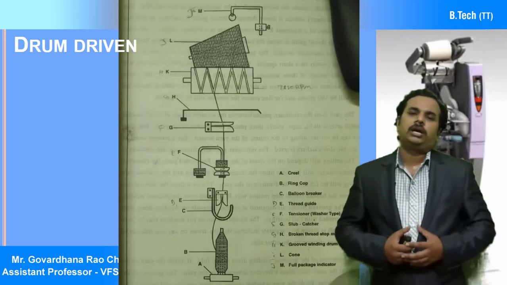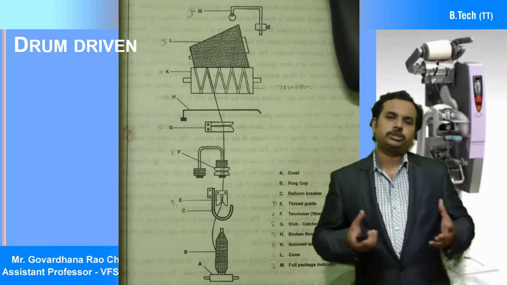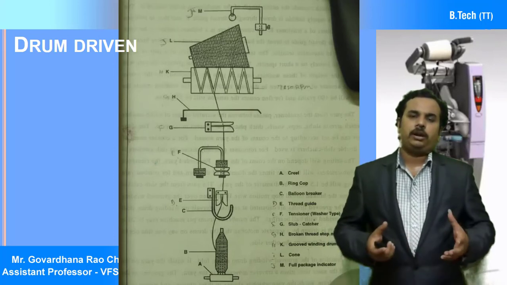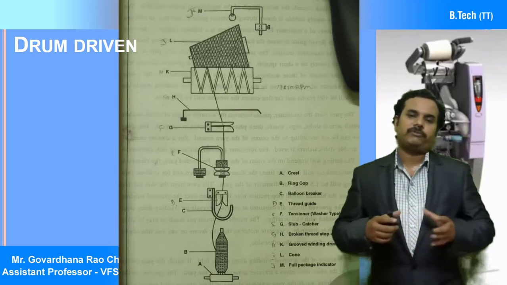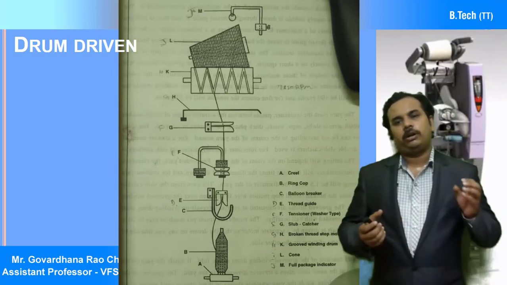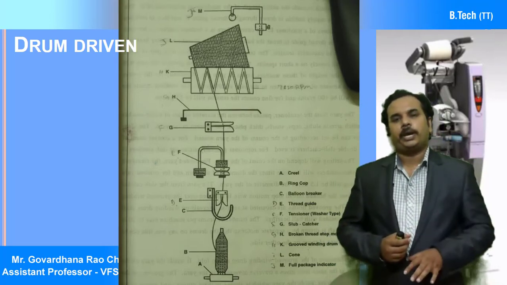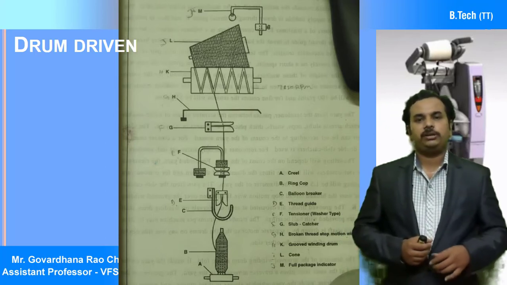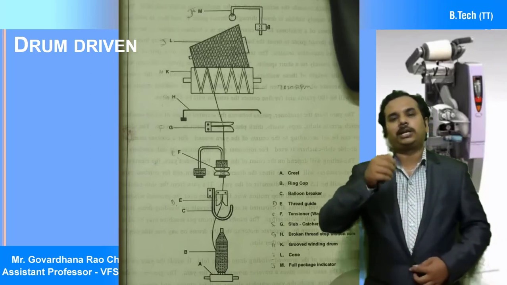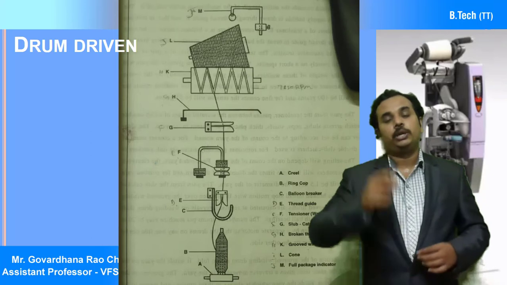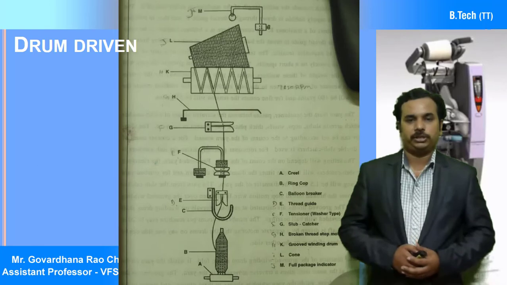We will see what exactly drum driven winding machines are in a small video. Here you can observe the magazine type of creels, from which the ring cops are mounted, and the ring cops are pegged into the peg of the creel on the winding machine. Then the yarn is withdrawn through the clearers and the tensioners and wound. So this is the simple process of drum driven winding machines.